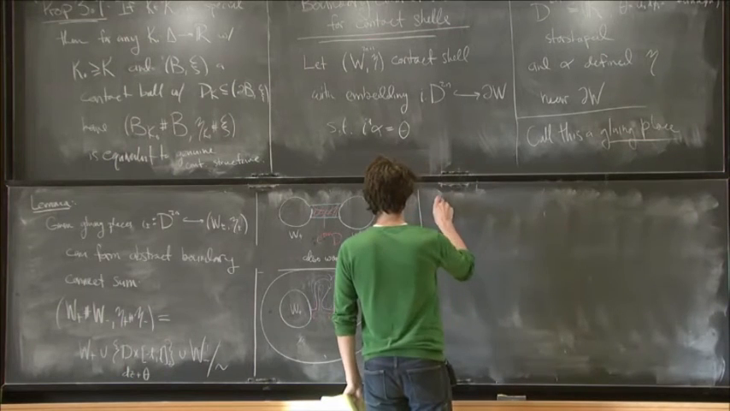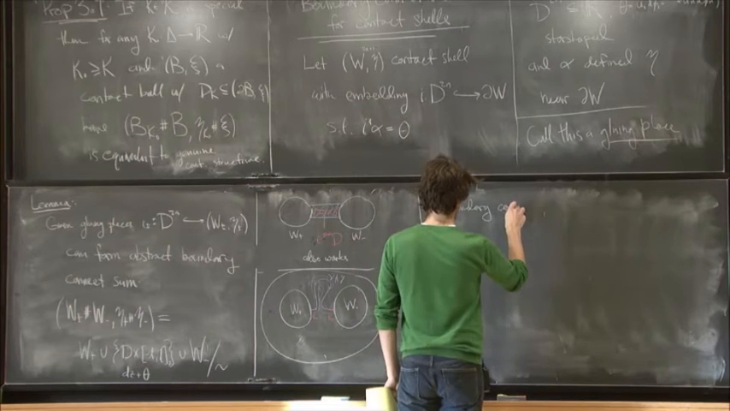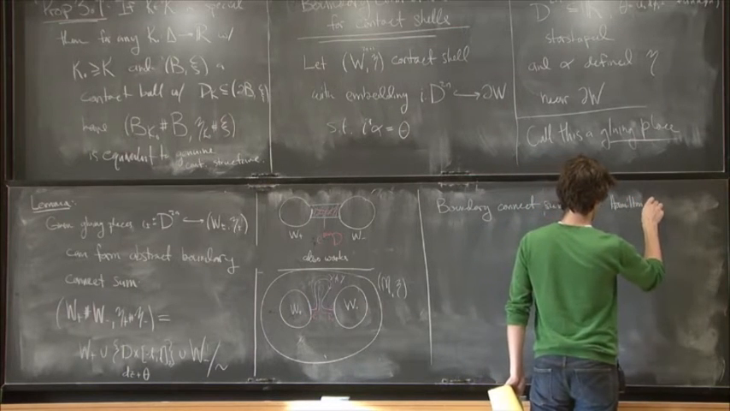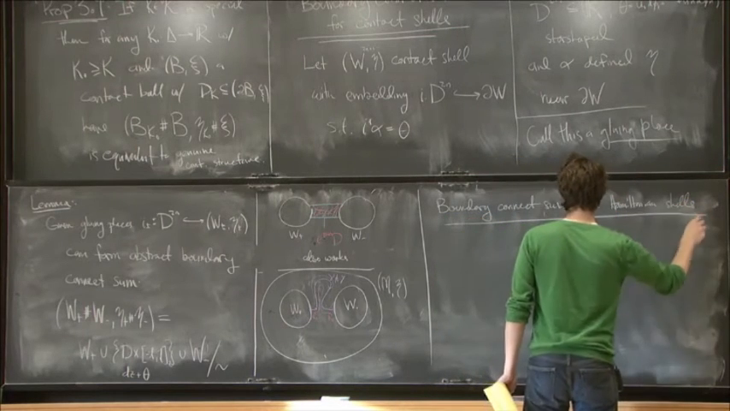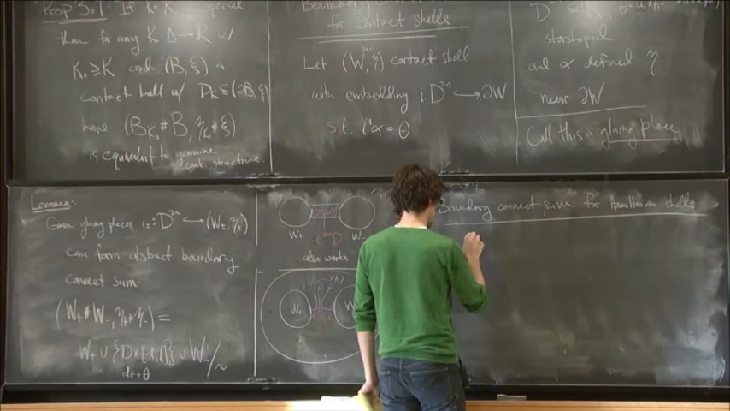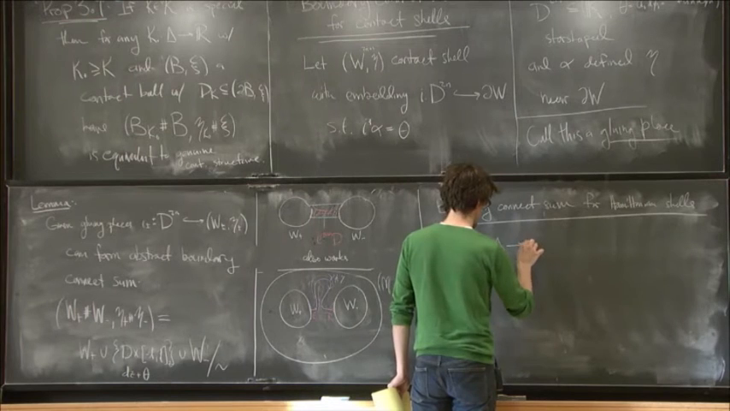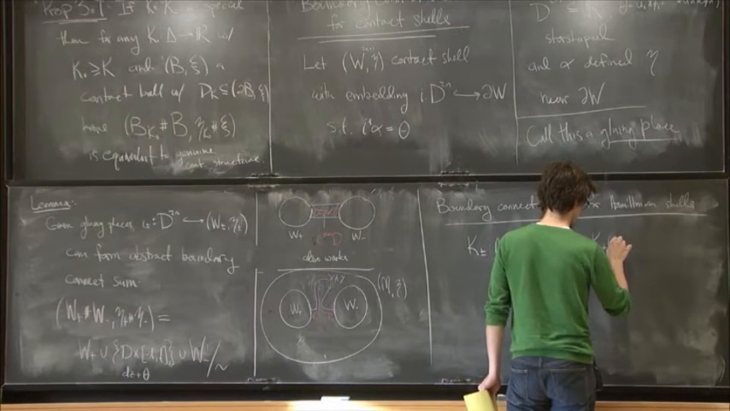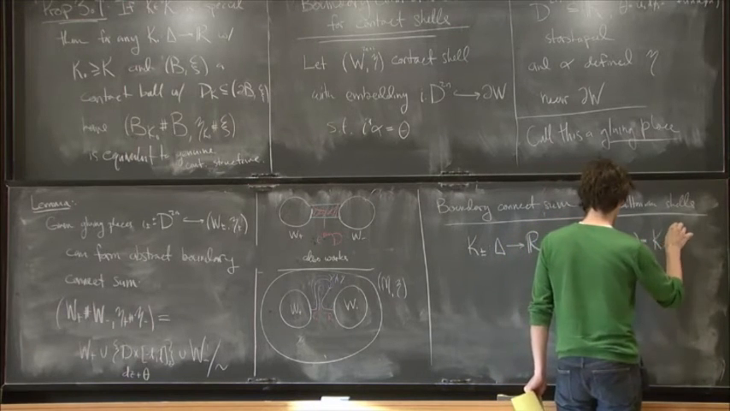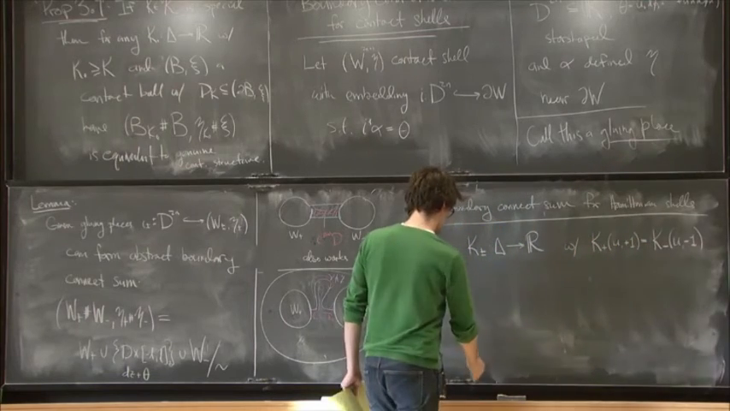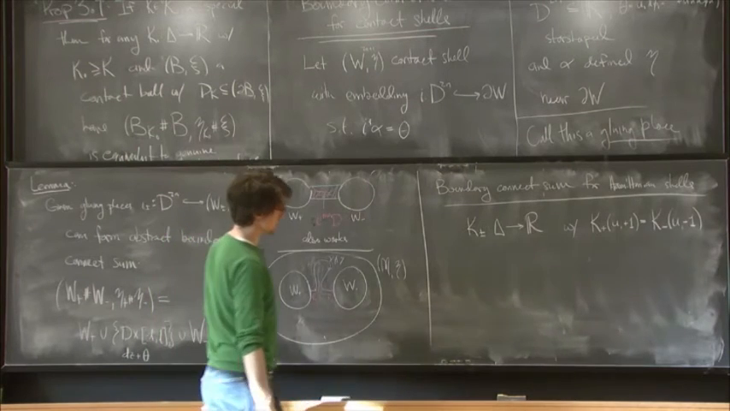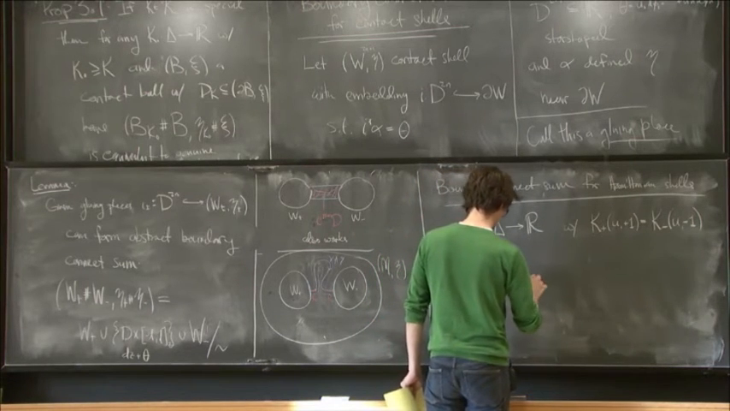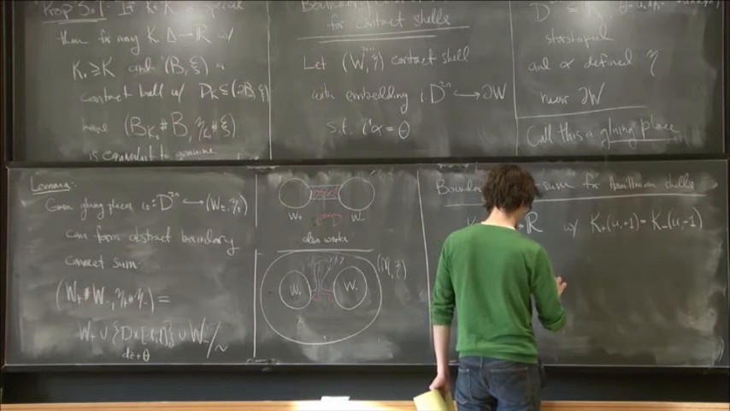And so there's also a boundary connect sum for Hamiltonian shells. I'll just say this: if you have given K plus or minus mapping delta to R, say with K plus at U comma plus one equal to K minus at U comma minus one, you can form the new contact Hamiltonian shell defined on this domain. So K plus connect sum K minus mapping delta connect sum length L to R.